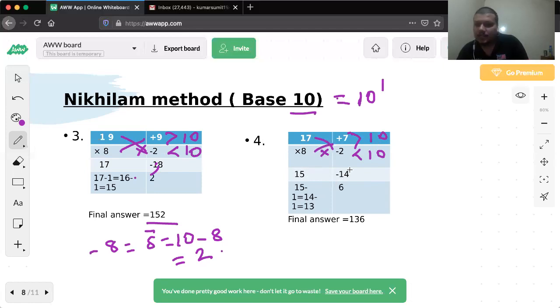Now, again, since the base is 10, we can have only one digit on the RHS. So we do 15 minus 1, we get 14. Now we have 4 bar. Again, as I told you, in the base 10, the complement of 4 is what, guys? 10 minus 4, 6. So we get 6. But since we are taking the complement of 4, we'll do minus 1 on the LHS. 14 minus 1 is 13. We have 13 and 6. We merge them both, and we get the final answer as 136.